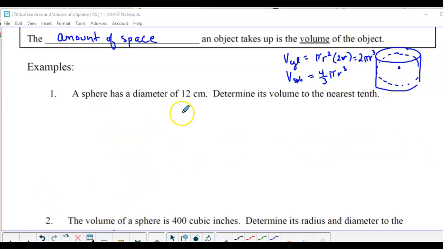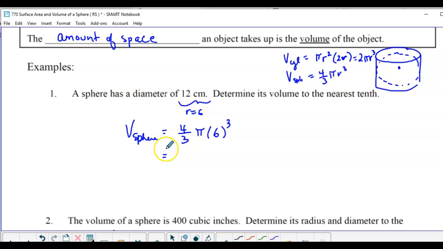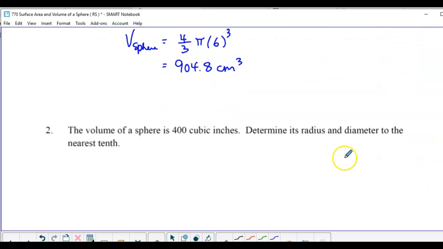Okay, so a sphere has diameter of 12, determine its volume. So the radius is 6. So volume of a sphere is 4/3 pi times 6 cubed. Enter that. It's going to be 904.8 centimeters cubed.